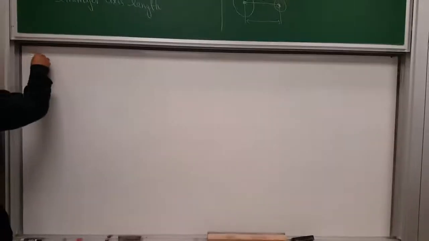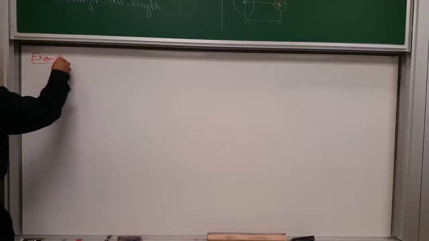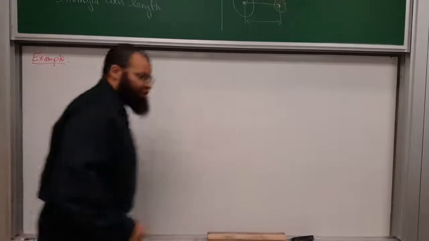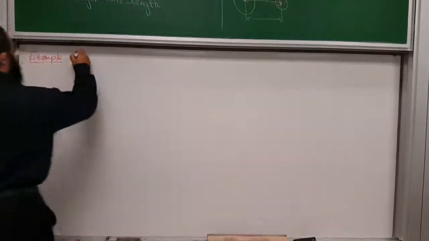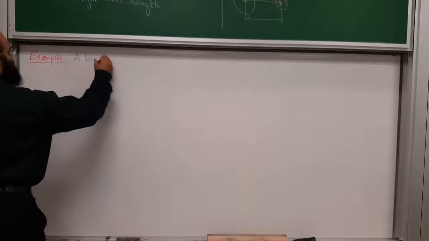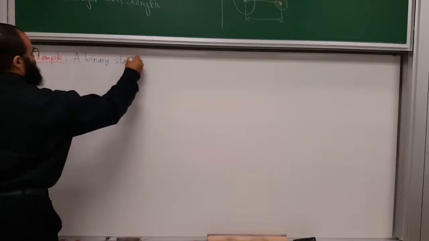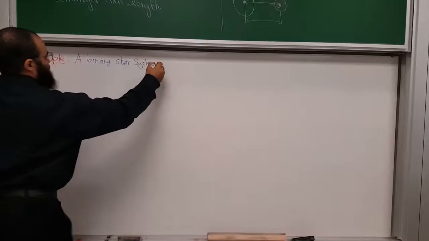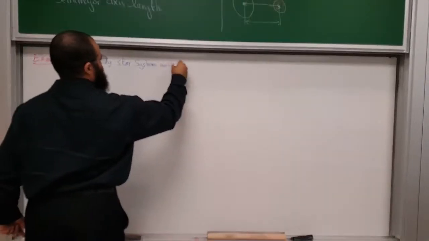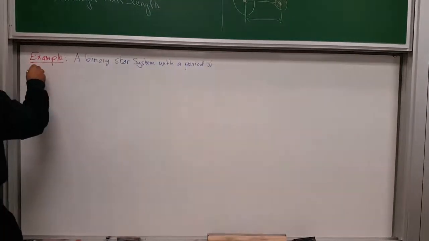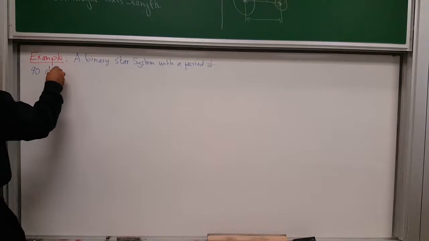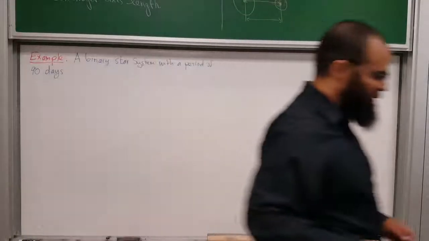Example. Let's read it. The example says, astronomers discover a binary star system with a period of 90 days. A binary star system with a period of 90 days. Let me keep writing.